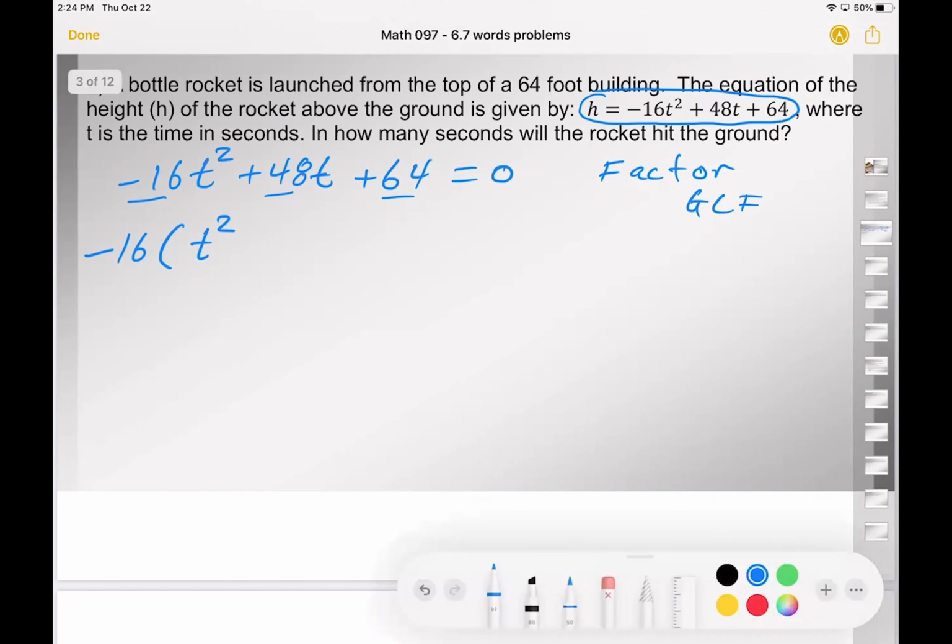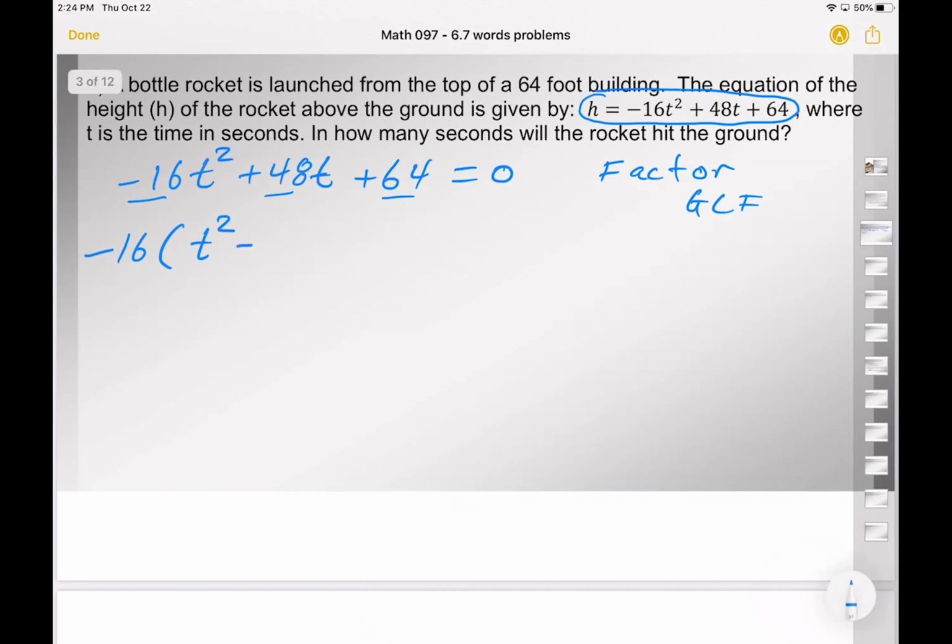So again, what I have is t squared. A negative going into a positive will give me a negative. 48 divided by 16 will give me 3t. And then 64 divided by 16 will give me 4, and a positive divided by a negative number will give me a negative.